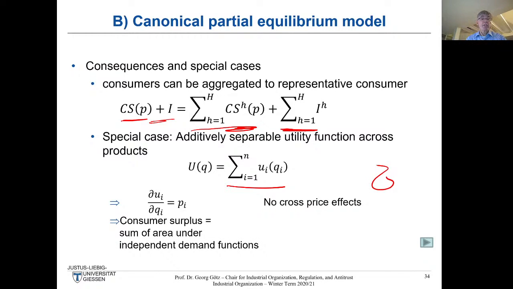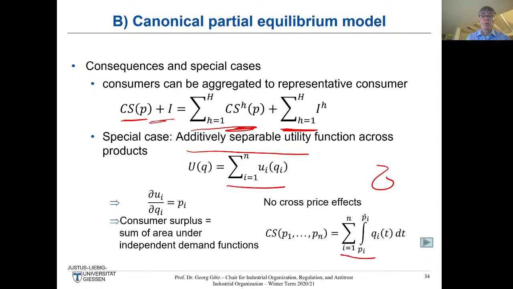And if you have these additively separable utility functions, the consumer surplus is simply the sum of the area under independent demand functions, and you don't have any problems with path dependence and so on. This is more important in economics of regulation. There's a long discussion on that. We typically just abstract from these problems.